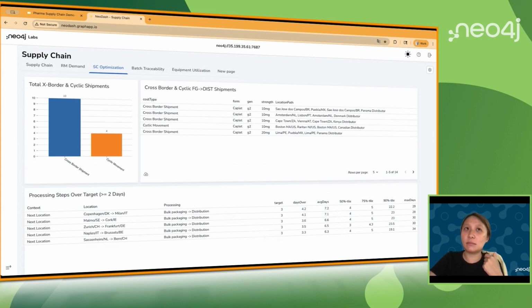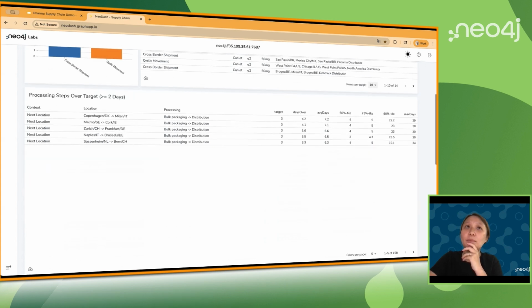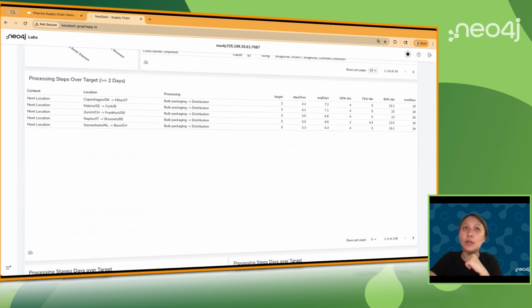And the second inefficiency is the cyclic movement, where, as you can see from the name, the drug just moves in circles. You may want to ask why. Is there any way we can minimize that? Because this is adding shipping cost. Neo4j can easily surface this kind of inefficient pattern, and it can even pinpoint the exact location where such patterns happen. So I can drill down to the shipping details and really see if I can minimize such circular movements. And for the bottom part of the tab, we're looking at any bottlenecks in these processing steps.